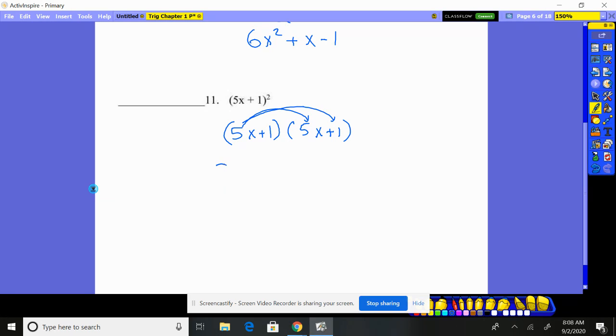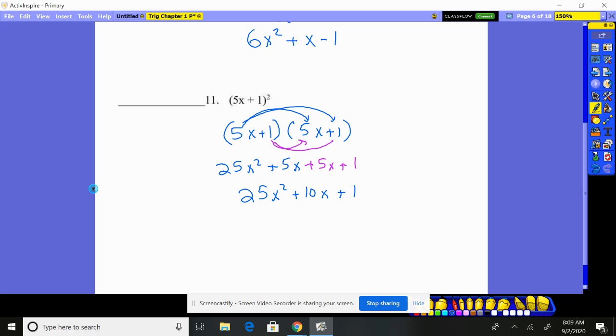So 5x times 5x is 25x squared. 5x times the 1 is 5x. Now I'm going to distribute the 1 right here through to each piece. 1 times 5x is 5x. 1 times 1 is 1. Putting them together gives me 25x squared. The x's go together to give me 10x, and then I have the number 1.